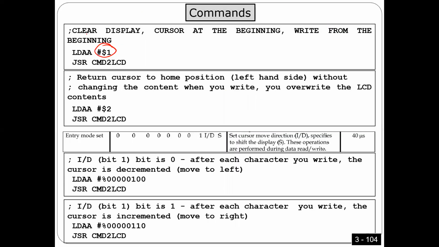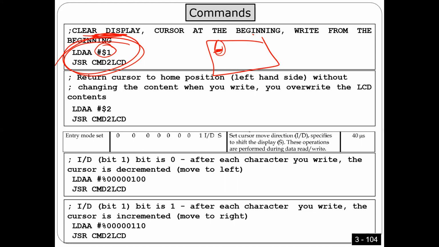Number 1, this one is going to clear the display. Clear means it's going to delete, erase everything. And then after it clears, it's going to move the cursor to here, to the beginning. Is that okay? Once you execute this command, when you write, you are going to start writing from the position of the cursor.